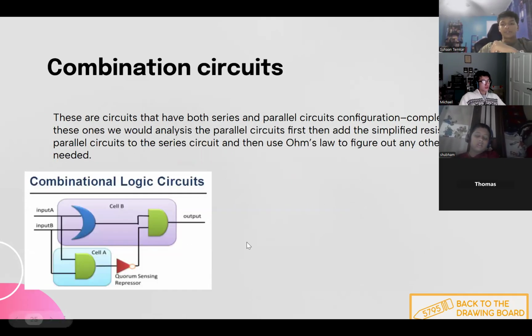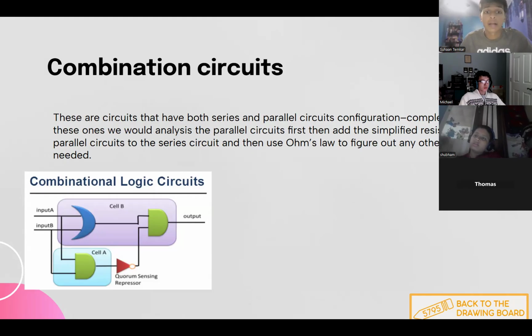Okay, so we're nearing the end of it right now. Here's one of the last topics that we'll cover, and that is combination circuits. These are the circuits that have both series and parallel circuits. Just like I talked about series and Michael talked about parallel circuits, they're a configuration of both. As you can imagine, they're very complex.